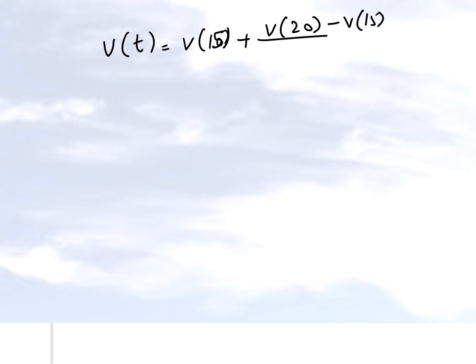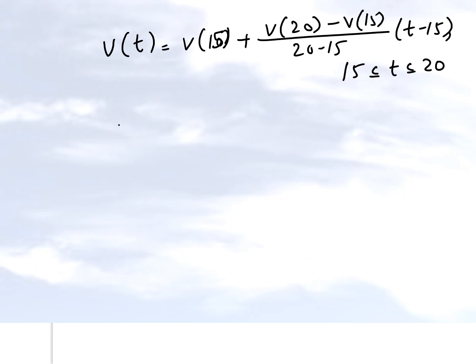So similarly, we're going to find the velocity at 16. So we've got to find out the velocity at 16 now. We're going to choose the values of the velocity at 15 and 20 to do that. So we'll have velocity at 15 plus velocity at 20 minus velocity at 15, divided by 20 minus 15, times t minus 15. So we've chosen the velocities at 15 and 20 to find the velocity at 16. And this particular expression will be valid between 15 and 20.